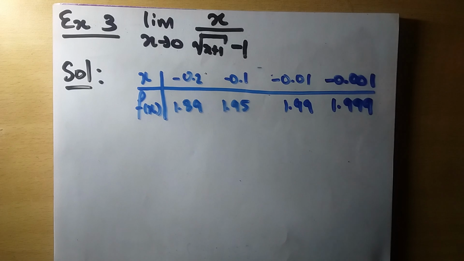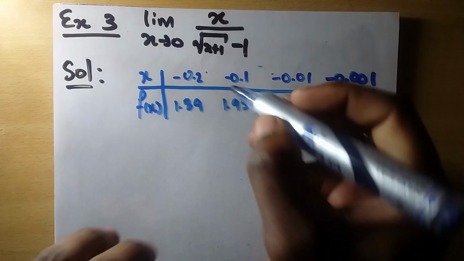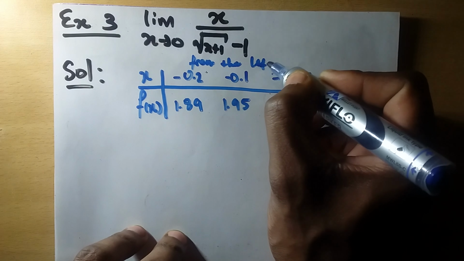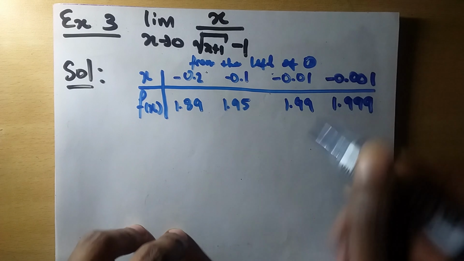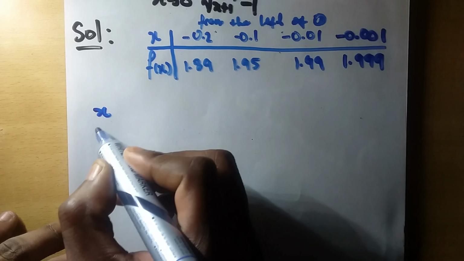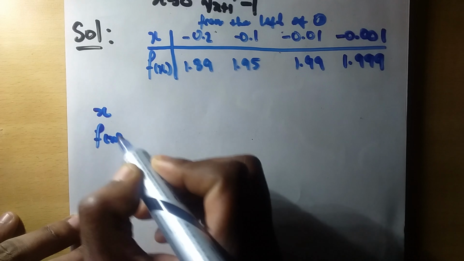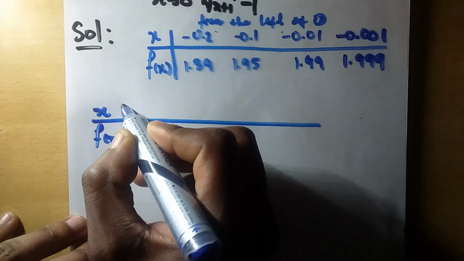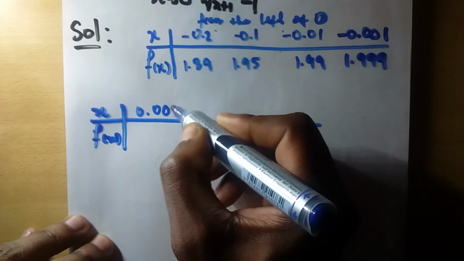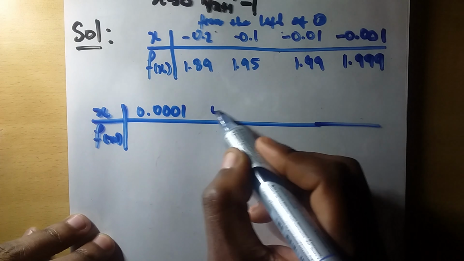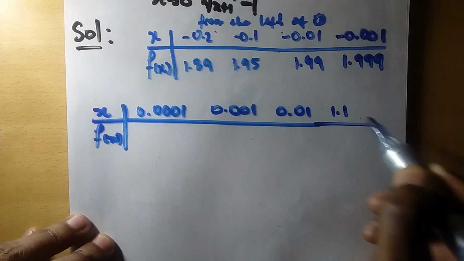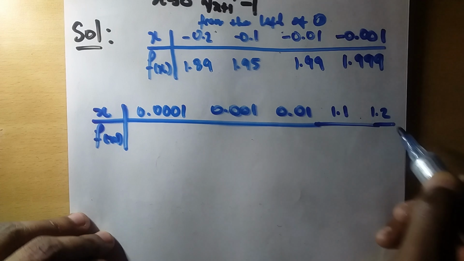Now this was the approach from the left of 0. Now let us have the approach from the right, x and the corresponding values of y. We're going to look at it from the right, so we're going to have 0.0001, and then 0.001, 0.01, and then 0.1, and 0.2.